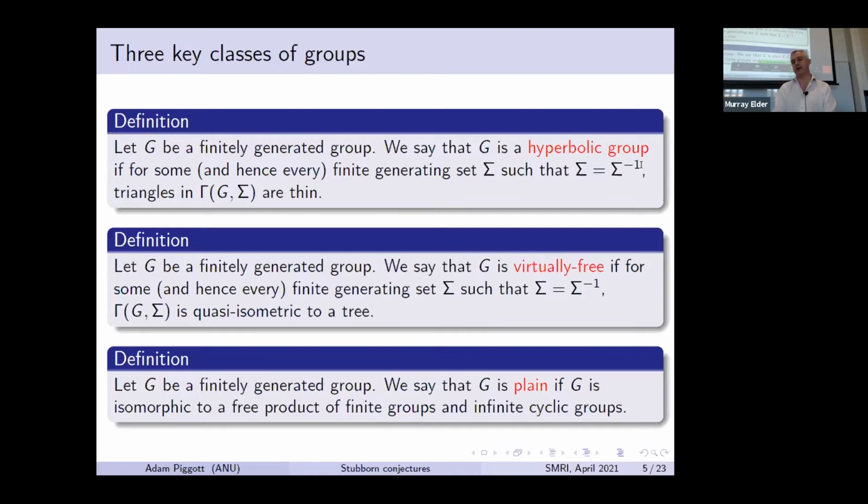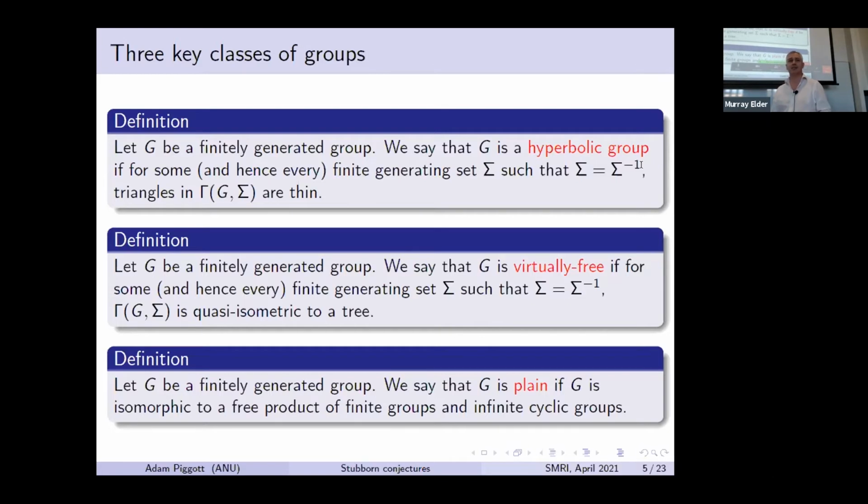For the record, another way of saying virtually free is that there's a finite index subgroup which is a free group. So we've got these two types of groups, hyperbolic groups and virtually free groups, and I've given you definitions in terms of the geometry of their Cayley graphs. And every virtually free group is hyperbolic, but there are hyperbolic groups that aren't virtually free, so there's a proper containment there.